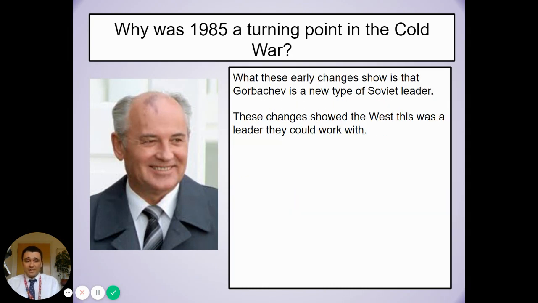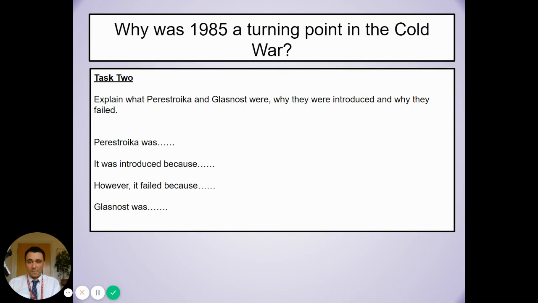But what these very early changes in Gorbachev's reign show is that he is a new type of Soviet leader. Look, you couldn't imagine Brezhnev doing this, could you? You couldn't imagine Khrushchev doing this. You definitely couldn't imagine Stalin doing this. And these changes did show to the West that this was a leader they could work with. Reagan was interested very early on.